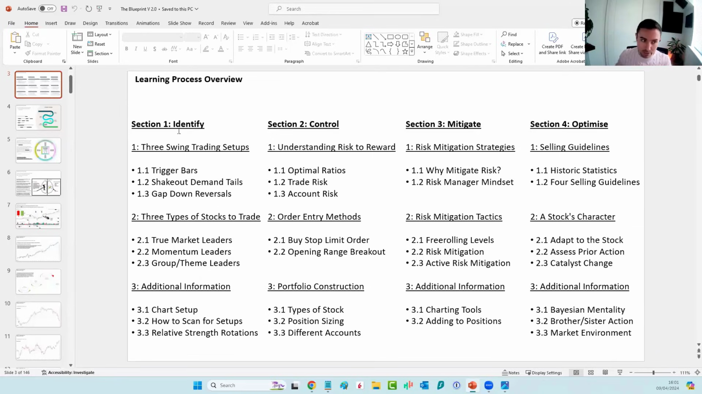Then we're going to be flowing through. We'll go into trigger bars, check out demand tails, gap down reverse bars, and then we'll go into section 1, Identify, but then part 2, which will be the 3 types of stocks to trade. And that's how we're going to flow through in these Tuesday videos.